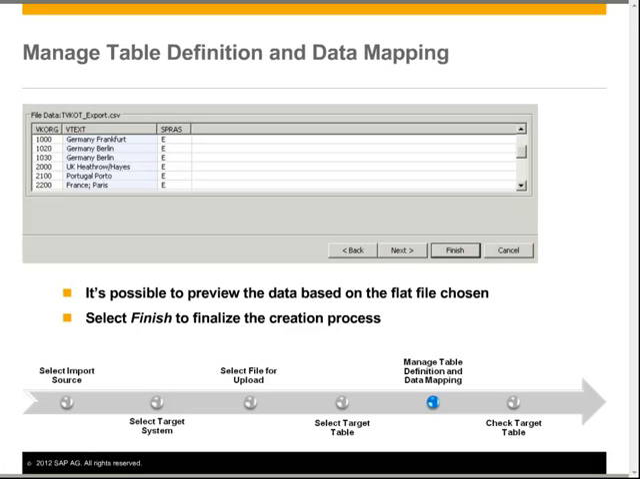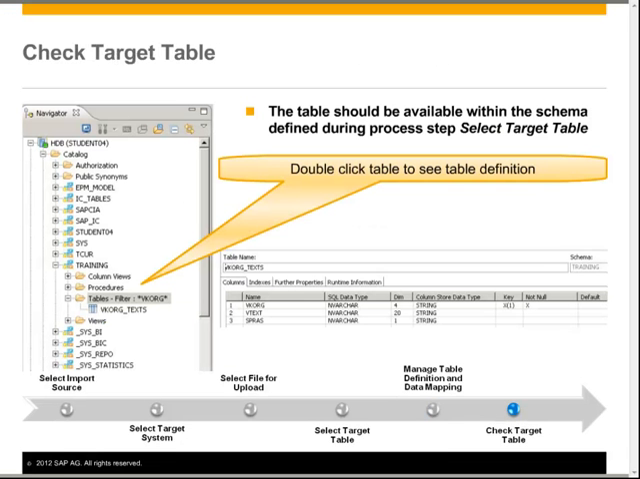Afterwards, it's a good practice to check the target table. It should now appear within the schema that we've chosen. So here we could take a look at how it looks. Maybe we have the right data, maybe we need to go back and change some data types. It really depends on how we have configured the file upload itself.